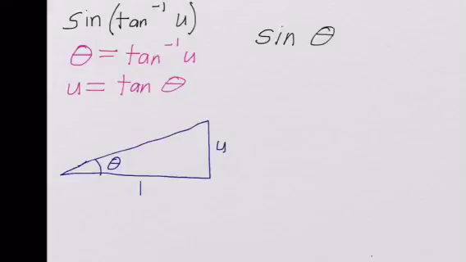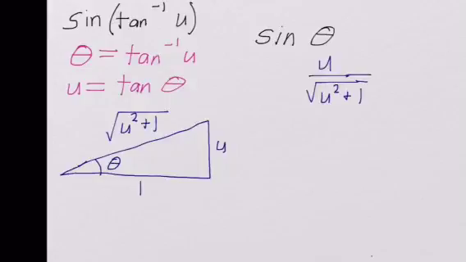We can use those two sides to find the hypotenuse. c squared equals a squared plus b squared. So we have u squared plus 1 squared, take the square root. So the hypotenuse is of length the square root of u squared plus 1. And then we know that the sine is opposite over hypotenuse. So the sine of theta here is u over the square root of u squared plus 1.